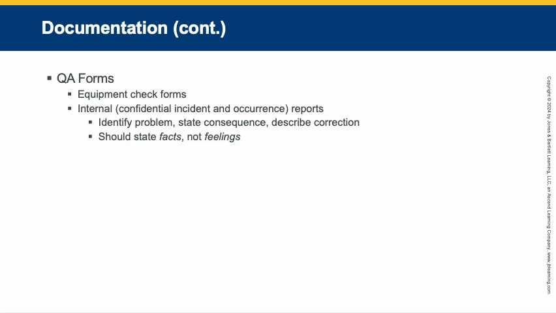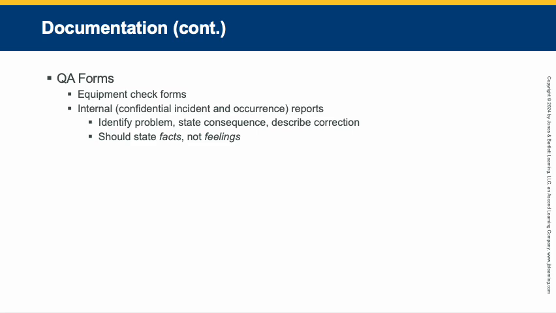Internal reports. Confidential incident and occurrence reports must be filled out anytime a problem occurs. These forms identify the problem, state the consequence, and describe the corrective action. An incident report must be completed when an occupational injury or exposure, such as an accidental needle stick, has occurred, or a delayed medical condition has developed, no matter how minor. This report should be completed and submitted to the appropriate people, even if medical treatment was not required.